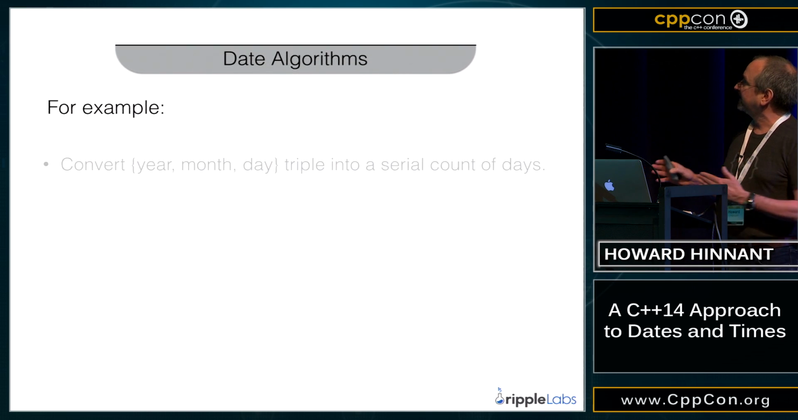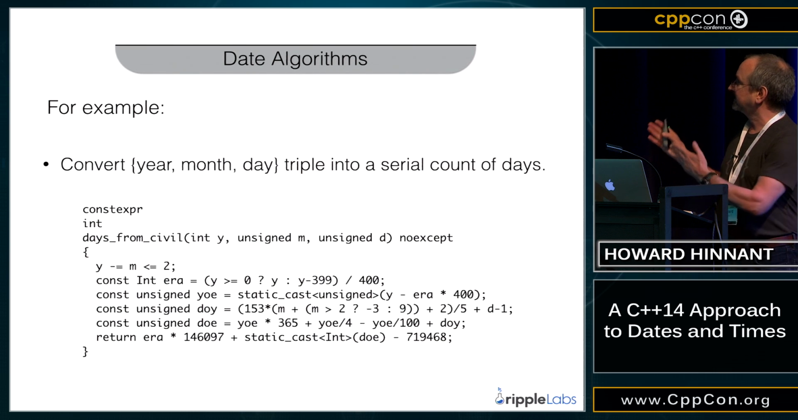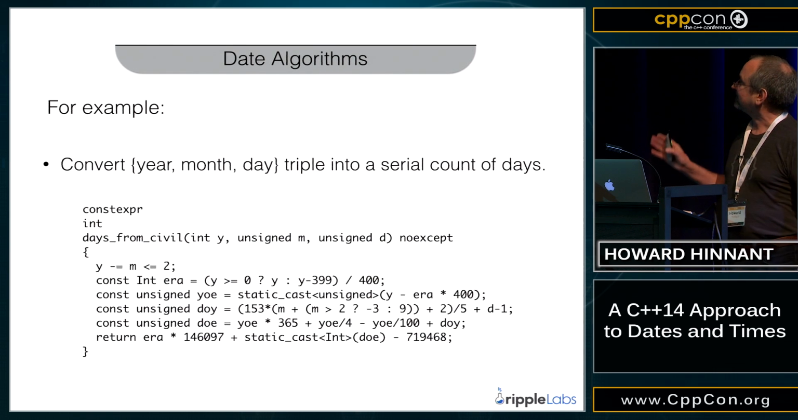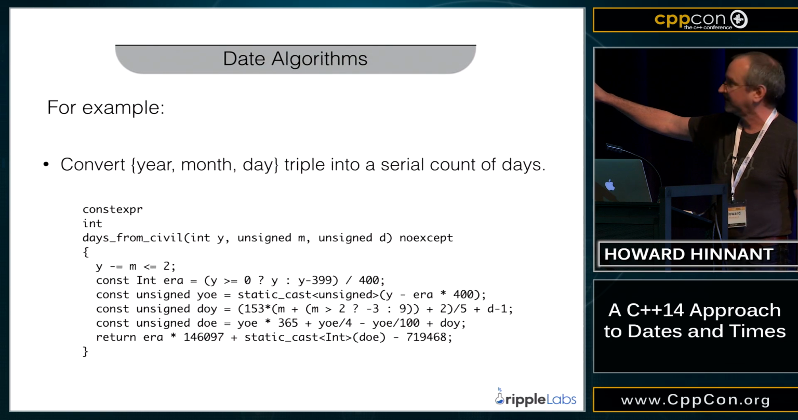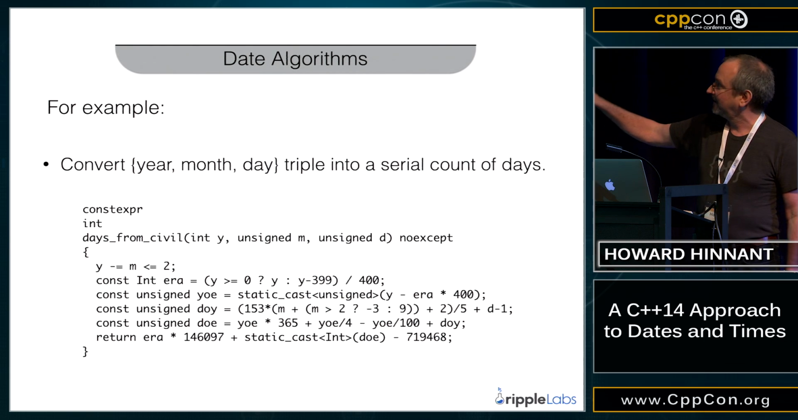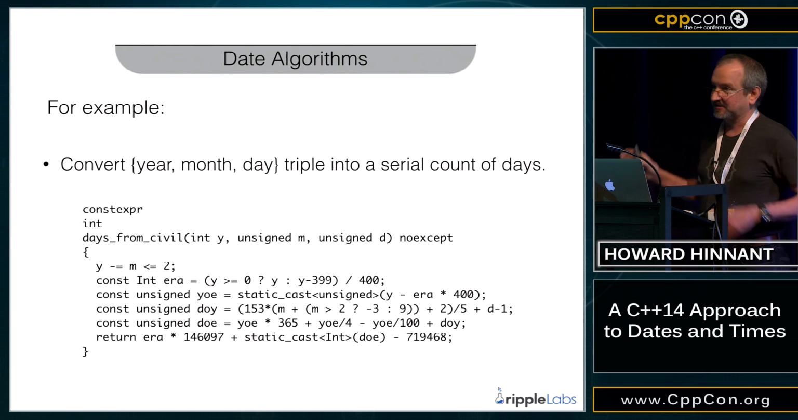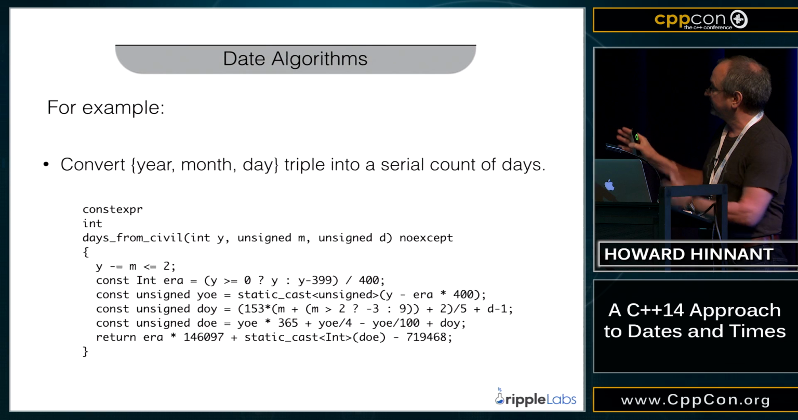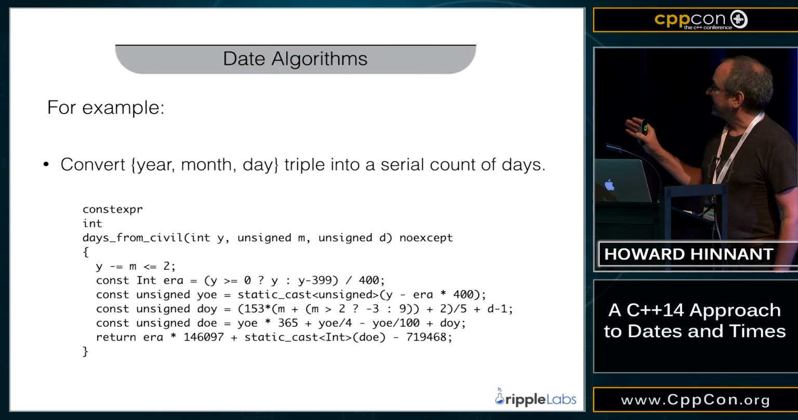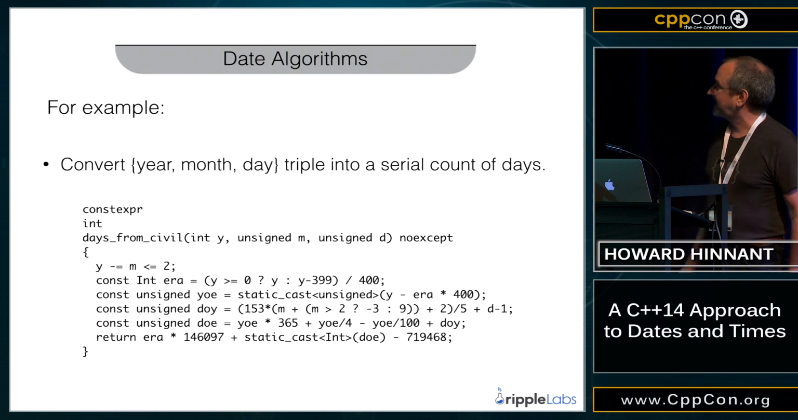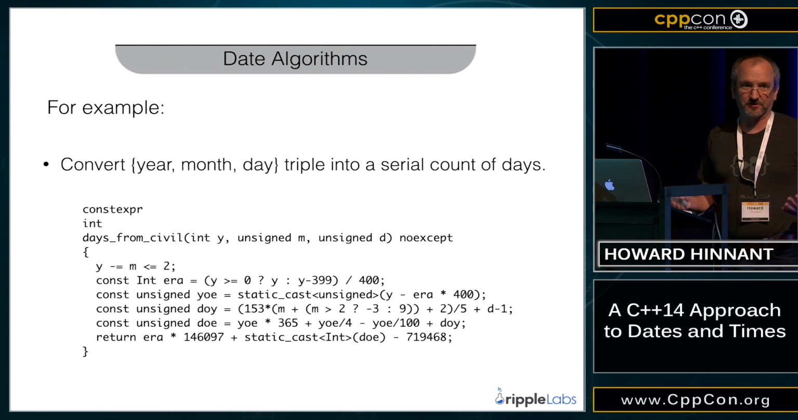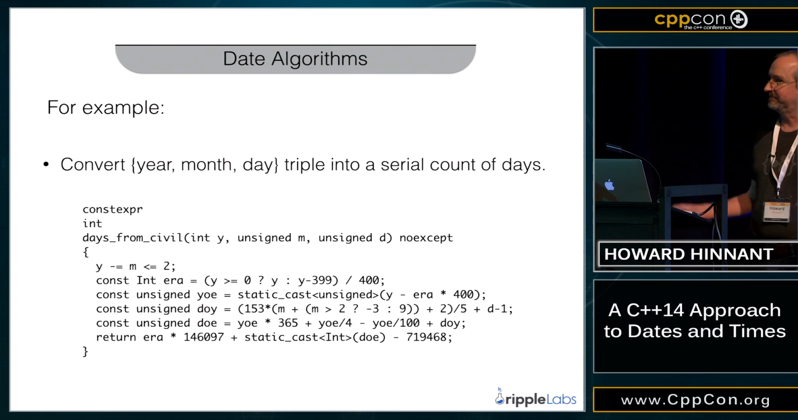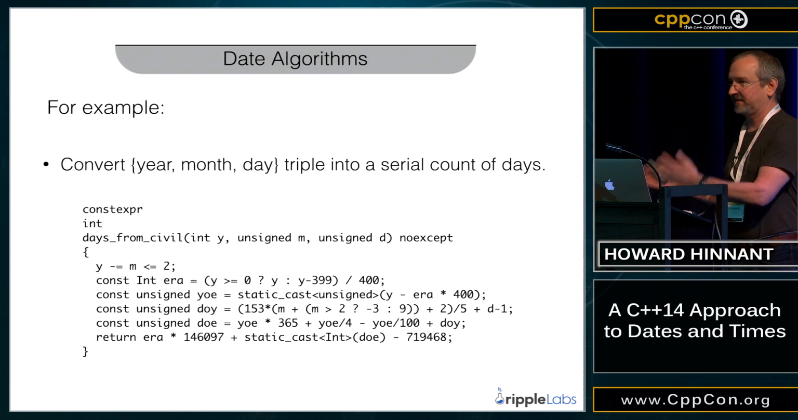So just as an example, here's what the date algorithms look like. This is an algorithm that converts a year, month, day triple into a serial count of days, and it's not important that you understand everything that's going on up here. There's 3 things that I want you to see. 1, it's constexpr, at least in C++14. 2, there's no loops in here. And 3, you never have to deal with this type unsafe API where you're only dealing with integrals. Integers don't really represent dates, they represent anything you decide they represent. And so this library hides that type unsafe API from you.